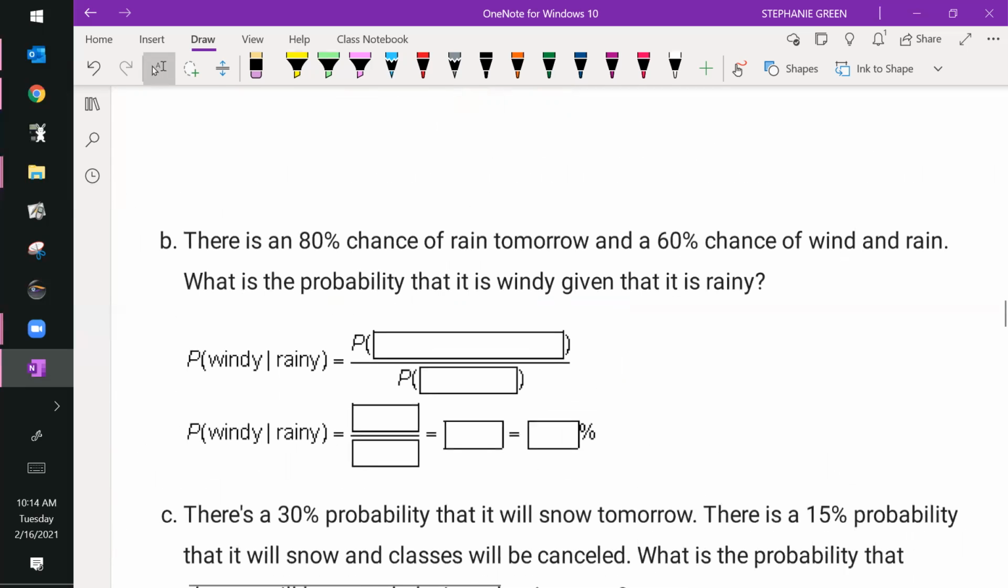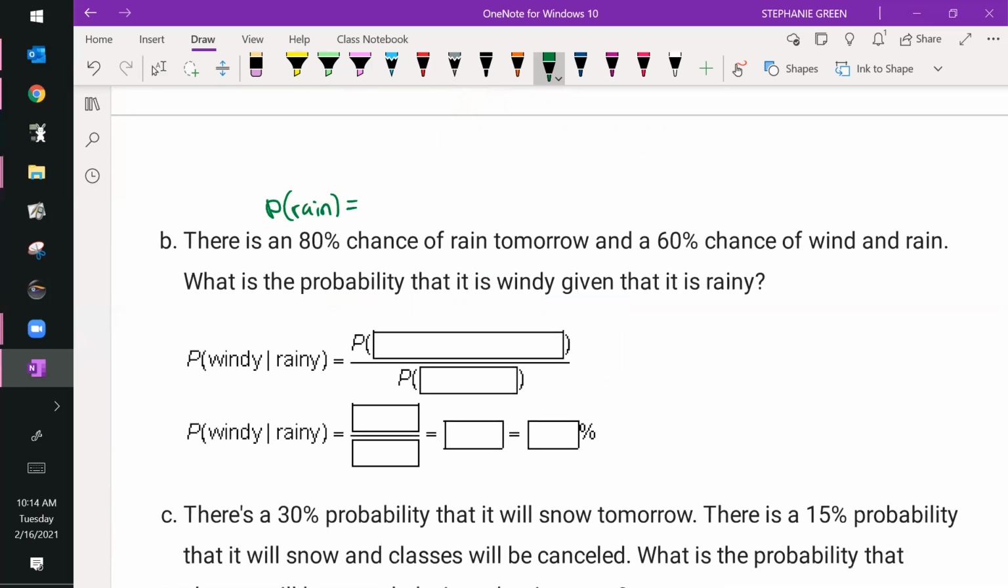So that means probability of rain is 80% or 0.80. The probability of wind and rain, or wind intersect rain, is 60% or 0.60. So what is the probability of windy given that it is rainy? So make sure they wrote this correctly. Windy given that it is rainy. Perfect. Good. They wrote it in the right order.